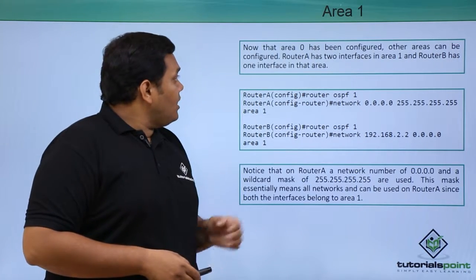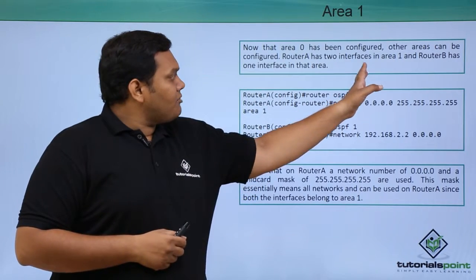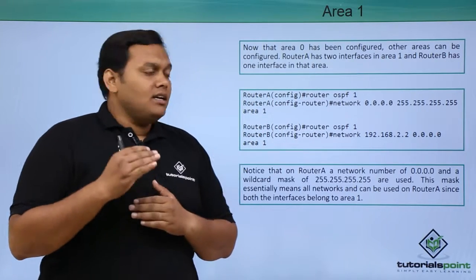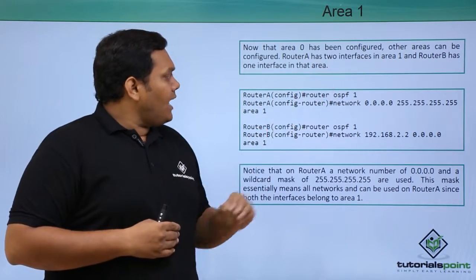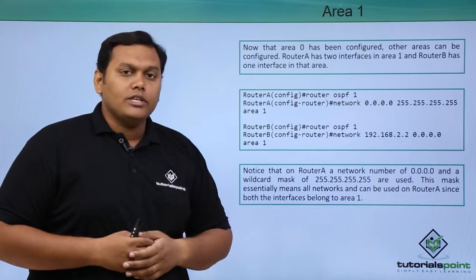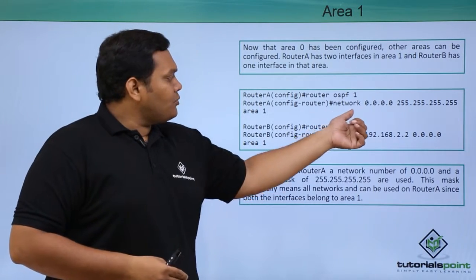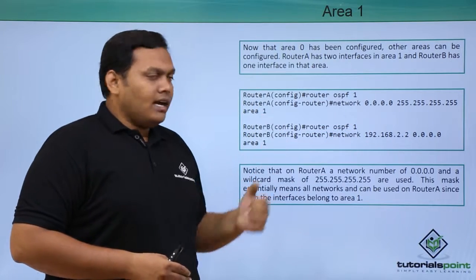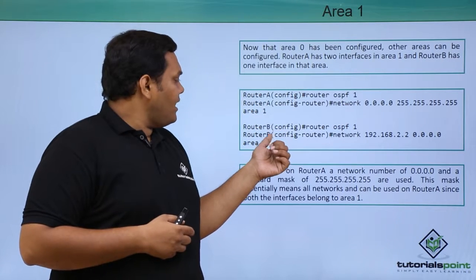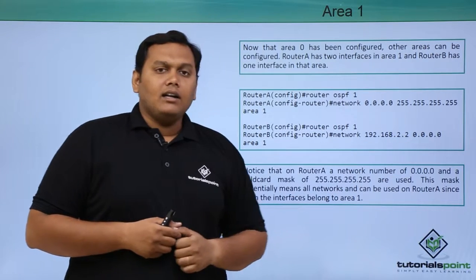Coming to area 1, area 0 has been configured. Now in area 1, router A has two interfaces and router B has one interface. So, area 1 has two interfaces from router A and one interface from router B. You see router A, we again enter router ospf 1, it will take you to router configuration, and in router configuration you have to enter the network number, wildcard mask and area number. Router A, which has two interfaces, is configured the same way, and router B is also configured with the network address and the wildcard mask here.